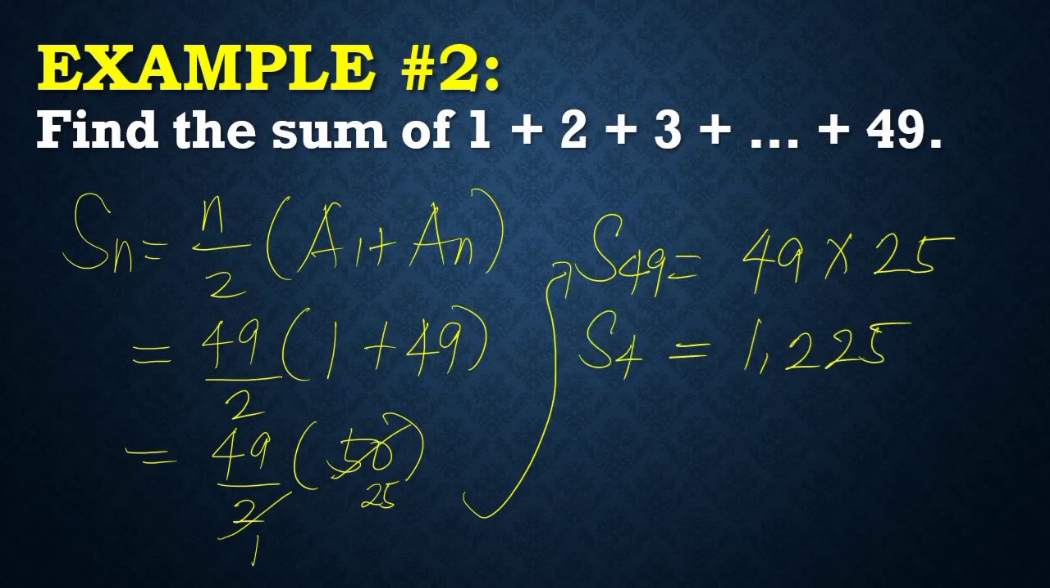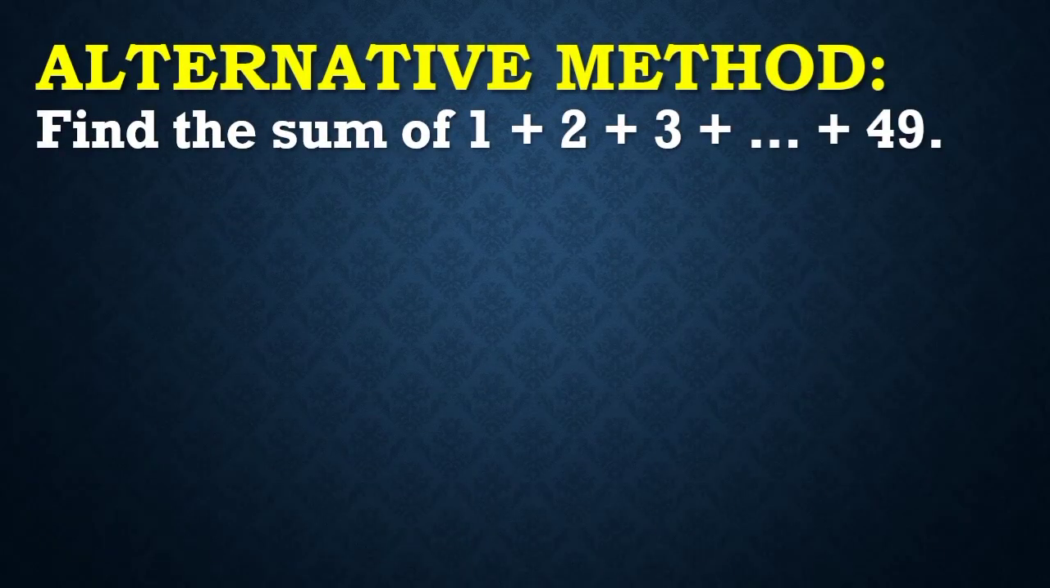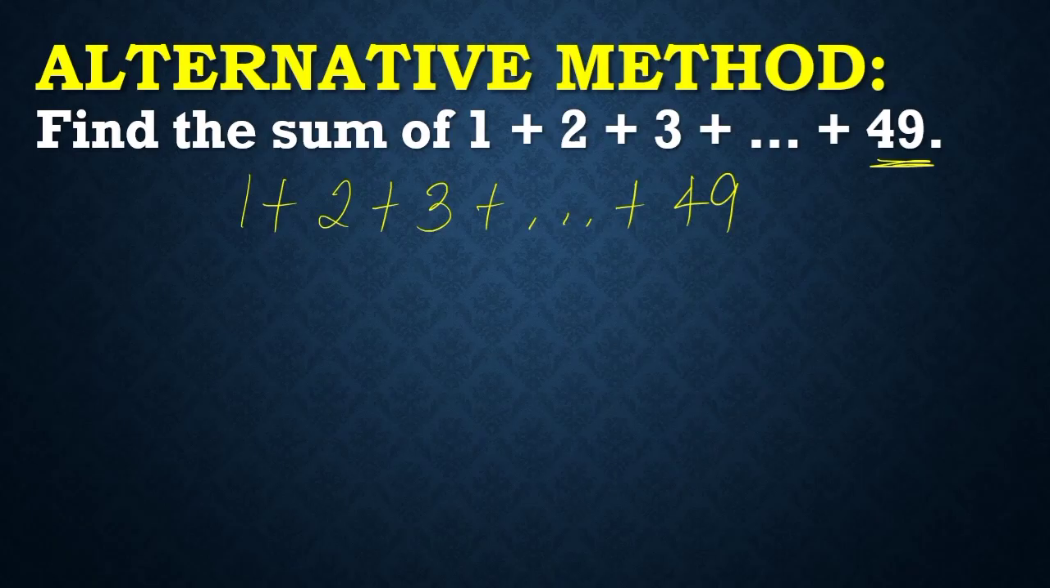So, the sum of 1 plus 2 plus 3 up to 49 is 1,225. Now, using the alternative method, ang gagawin naman natin dito is, again, lista muna natin yung mga numbers, 1 plus 2 plus 3 plus up to 49. Since hindi naman even number yung last term natin, i-add natin yung first term tsaka yung last term. So, 1 plus 49, that is 50.